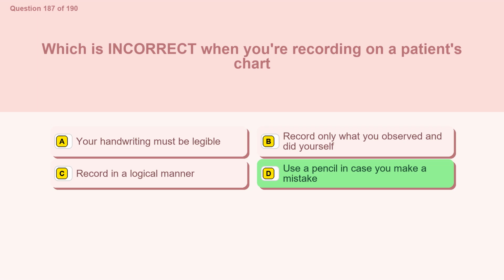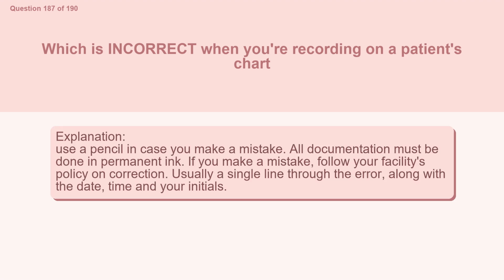The correct answer is Option D, use a pencil in case you make a mistake. All documentation must be done in permanent ink. If you make a mistake, follow your facility's policy on correction. Usually a single line through the error, along with the date, time, and your initials.